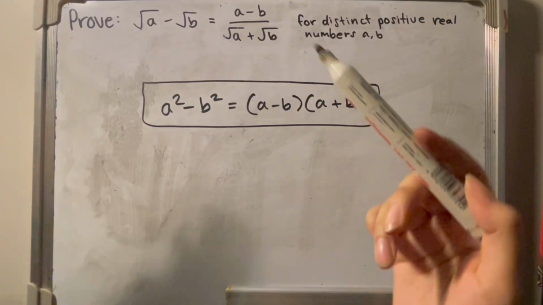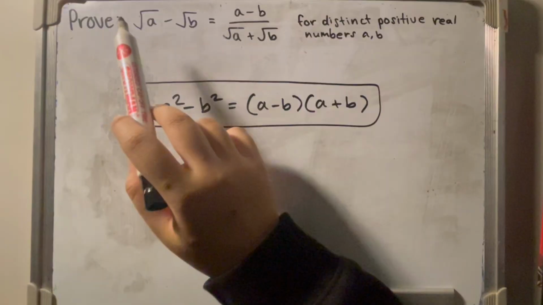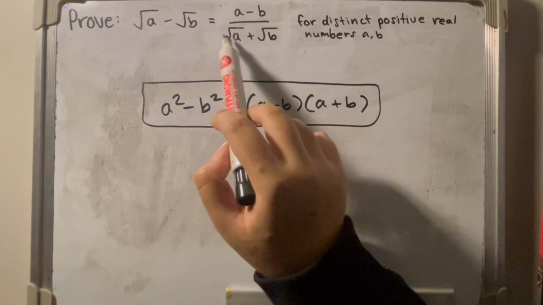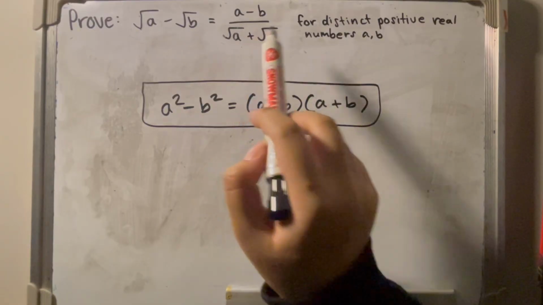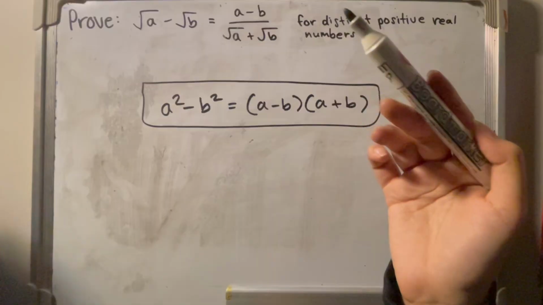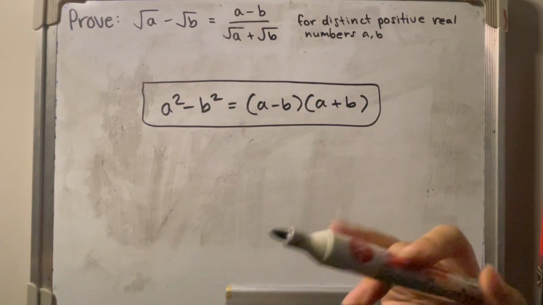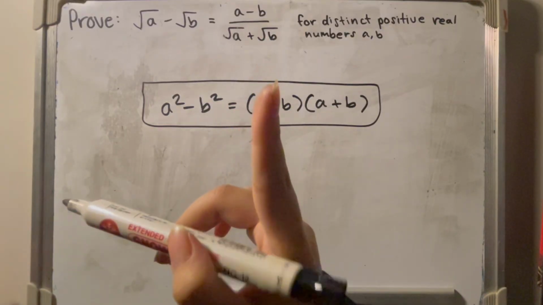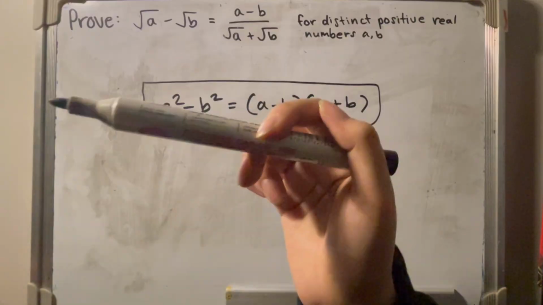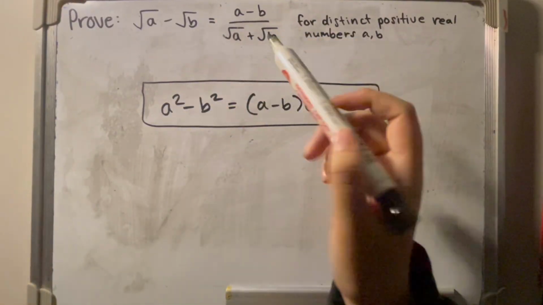Let's try to solve this radical proof question. Let's take a look at this problem over here. Prove that the square root of a minus the square root of b is equal to (a minus b) divided by (the square root of a plus the square root of b), for distinct positive real numbers a and b. Obviously, in a proof, our goal is to make one side look exactly like the other by using logical steps. So the first step is to choose our starting side. Which side do we want to work with? For this question, it's easier to work with the more complex looking side, which is this one.